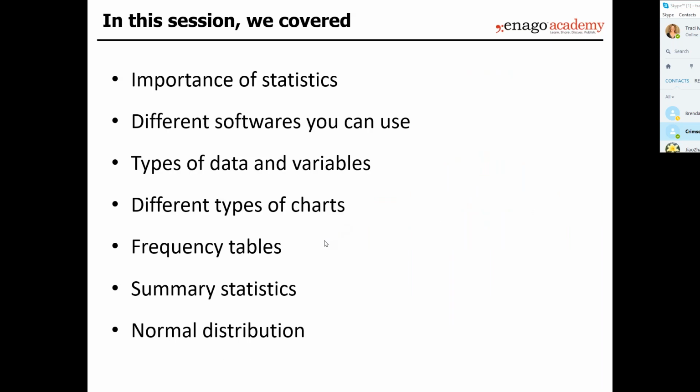So in this session, we covered the importance of statistics. We need statistics. It helps us validate our data. It helps us come up with new hypotheses when our initial hypotheses don't come through. We talked about different softwares that you can use, and most of them are available online. Types of data and variables, different types of charts, frequency tables, a summary of statistics, and what normal distribution is.